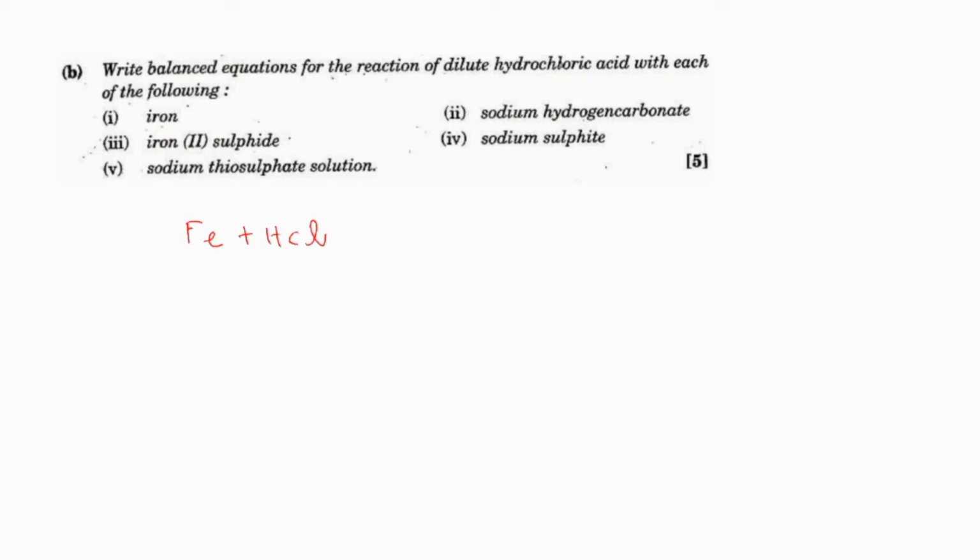Whenever a metal is reacting with dilute hydrochloric acid, what will be the product of the reaction? One product will be definitely hydrogen gas. Along with that, in this case, you will be getting ferrous chloride. FeCl2 also will be produced. We got that. Next one, sodium hydrogen carbonate.